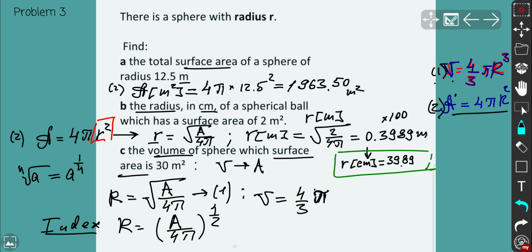Okay, that's the radius. And now when I plug this radius into formula 1 for the volume, where I have r cubed, I simply write A over 4 pi, that's the radius, to the power 1 over 2 and to the power 3.